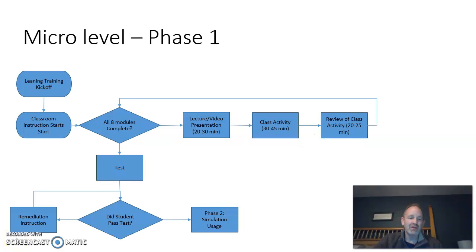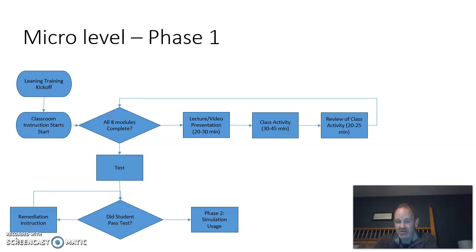So the micro level flowcharts, and this is phase one. After you can see up there on the top left-hand corner, the kickoff meeting, we go right into the classroom instruction. And we have 8 modules that we're going to use, and it's based on a mnemonic called DOWNTIME. DOWNTIME is the waste types, where each letter signifies a different type of waste, and each letter will be a different module.